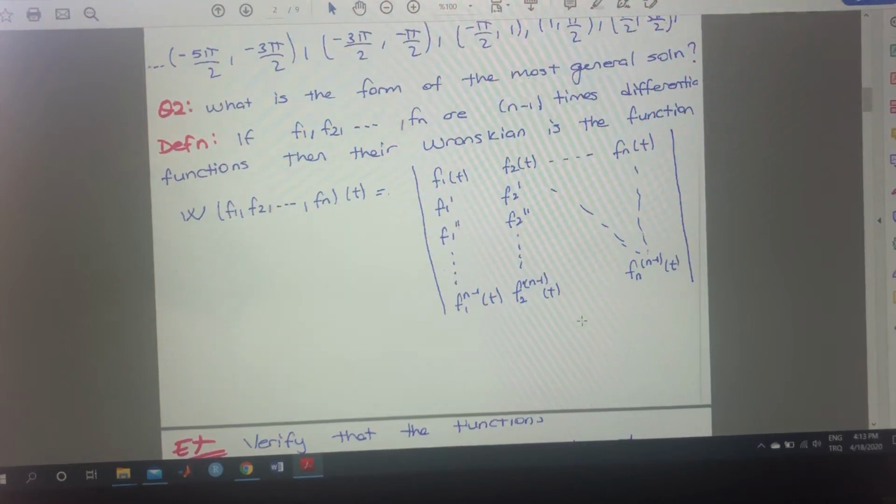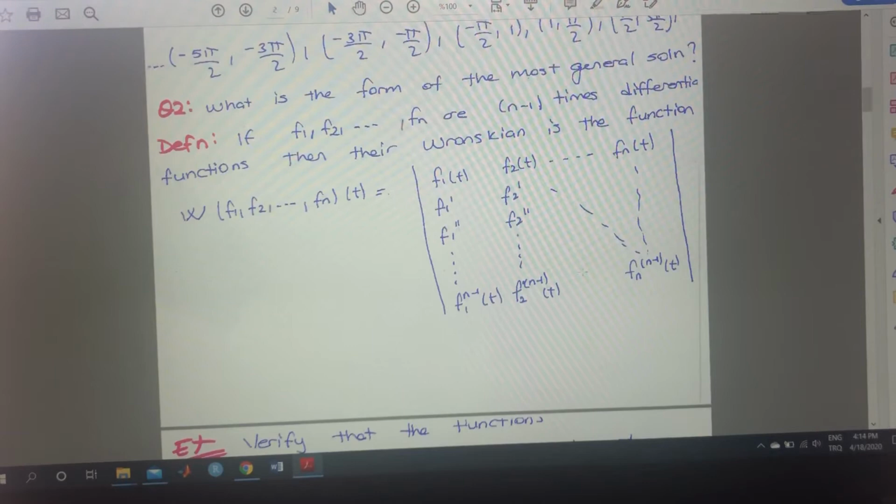So another question for the nth order differential equation is, what is the general solution? Since you have an nth order differential equation, you will find n different solutions. And to write the general solution, you need to make sure that their Wronskian is not 0.